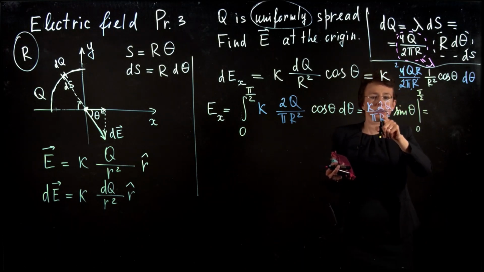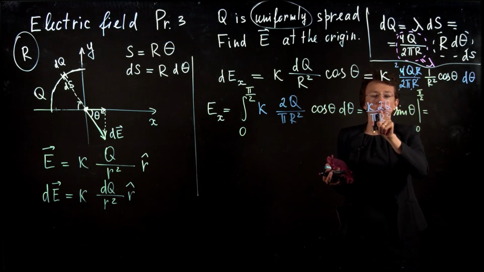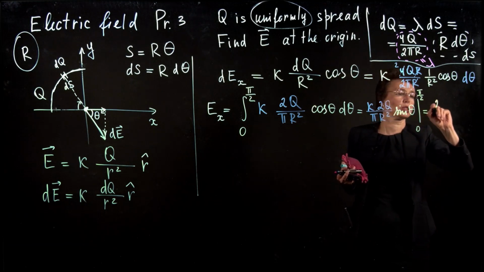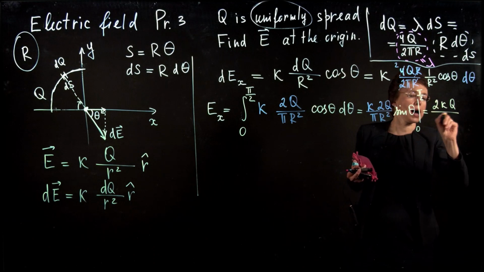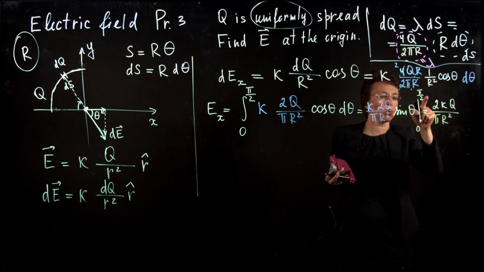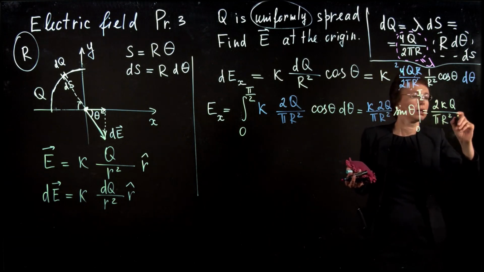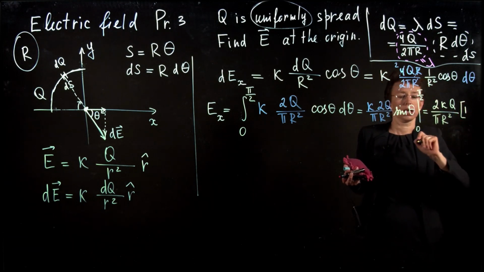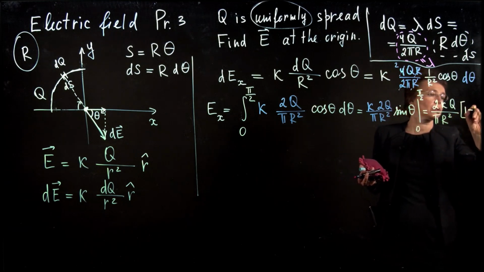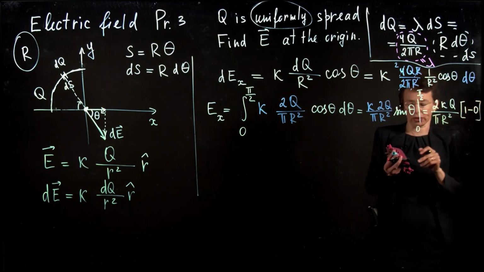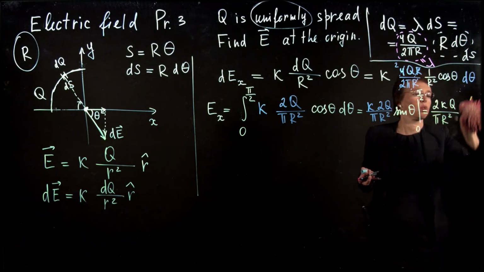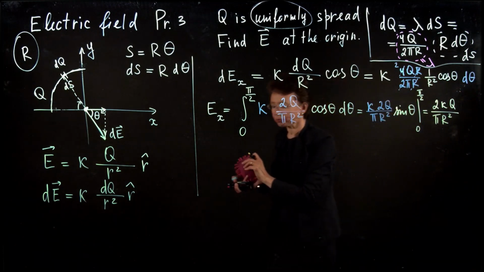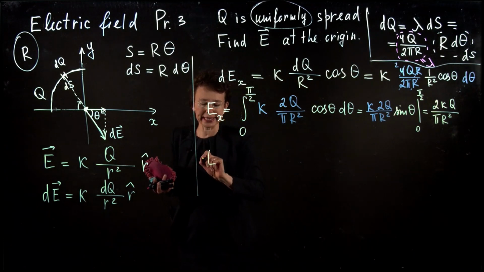So what is the final answer for Ex? It is 2kq divided by pi r squared, and sine pi over 2 is 1. I can put here 1. And sine 0 is 0, so it is just 1. We can erase it. So we found out that it is 1 after I put in the limits. Now let's write dEy.